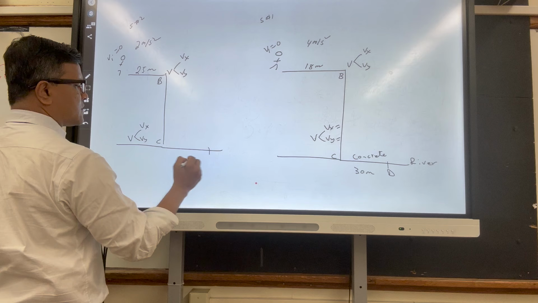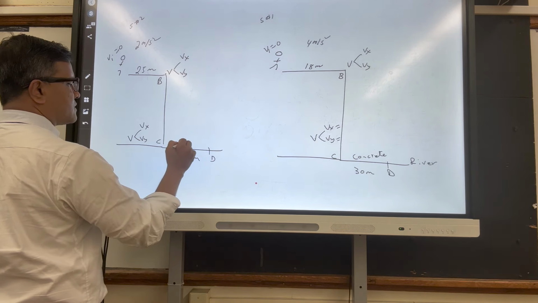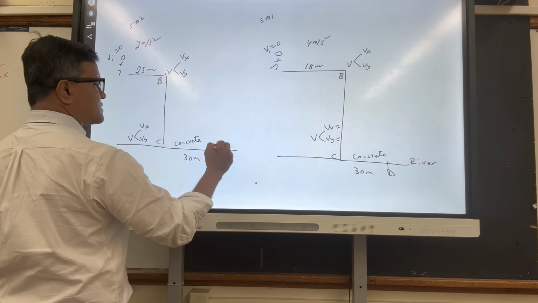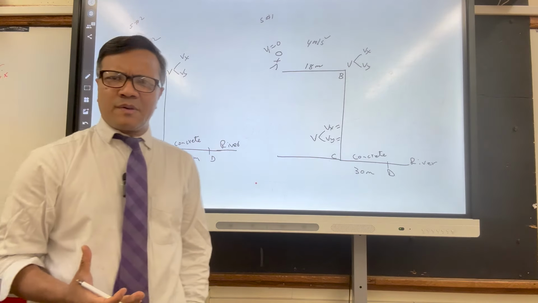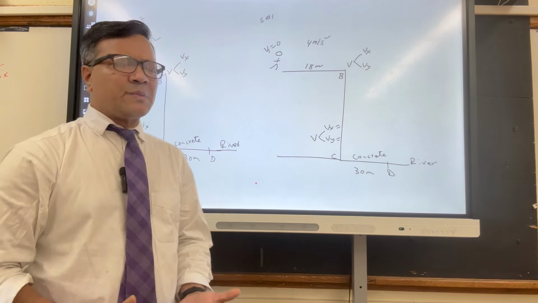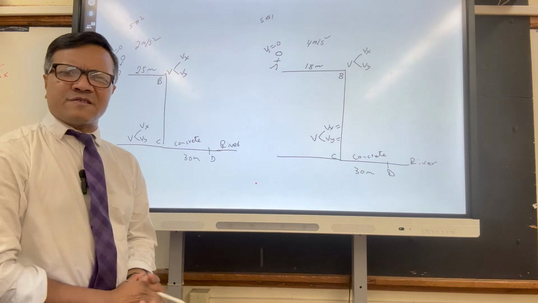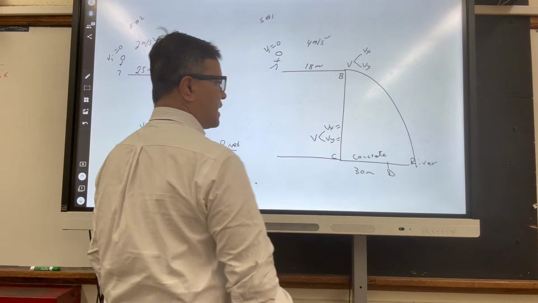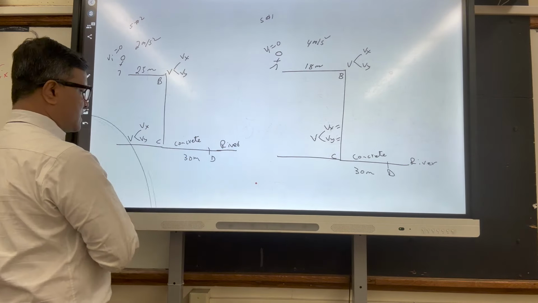C to D is 30 meters. C to D is made of concrete, and beyond D is river. Which man will survive? Landing on the river doesn't necessarily mean you will survive, but the chances increase. So which man will land or collide on the river? This one or that one? Okay, that's what we're going to find.